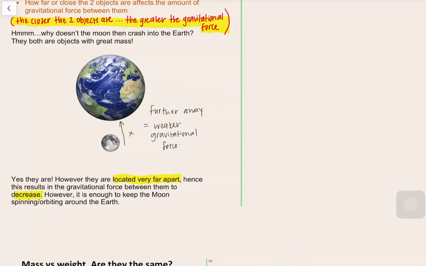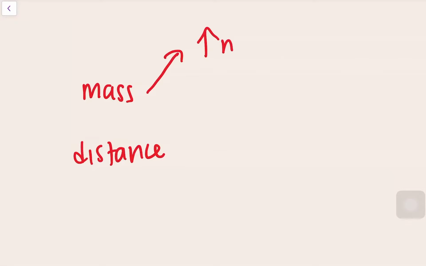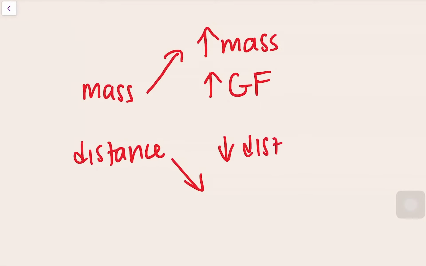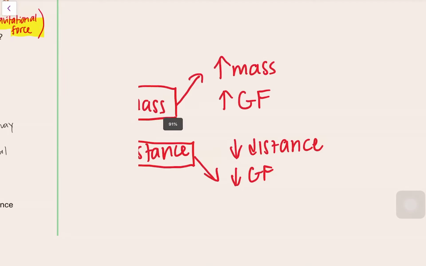So then, we have talked about the two factors that affect the amount of gravitational force. So firstly, we have mass, and then we have distance. Remember, the relationship is the greater the mass, the stronger the gravitational force. The further the distance, the weaker the gravitational force. So do remember these two factors that affect gravitational force.